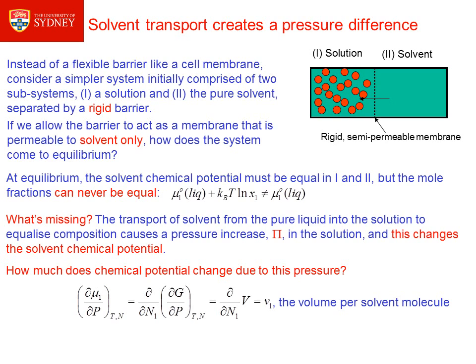How much does the chemical potential change due to this pressure? We calculate the rate of change, the gradient of chemical potential with a change in pressure at constant temperature and number of moles. Now, chemical potential is just dG/dN, so we can rewrite this as d/dN of the derivative of the Gibbs free energy with respect to pressure at constant temperature and number of moles. That is the volume. So overall we get the rate of change of volume with molecules, and that is simply the volume of a single solvent molecule.